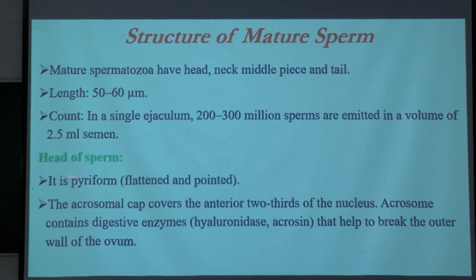Head of the sperm. So we will discuss individual parts of the sperm now. The head of the sperm is pyriform, that is flattened and pointed, and the acrosomal cap covers the anterior 2/3 of the nucleus. Acrosome contains digestive enzymes. These are hyaluronidase and acrosin, and they help to break the outer wall of the ovum. Okay.